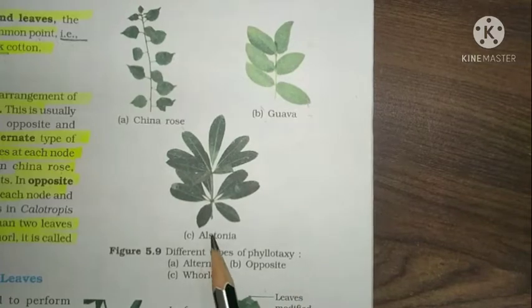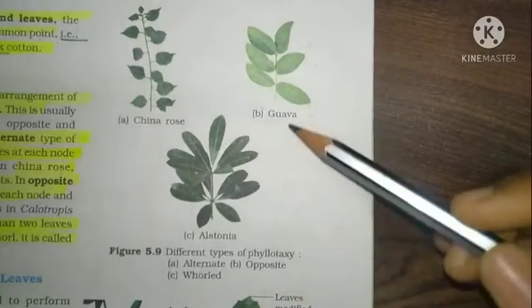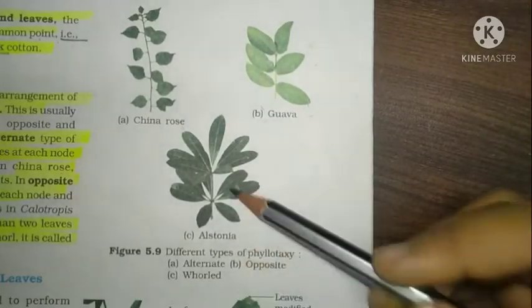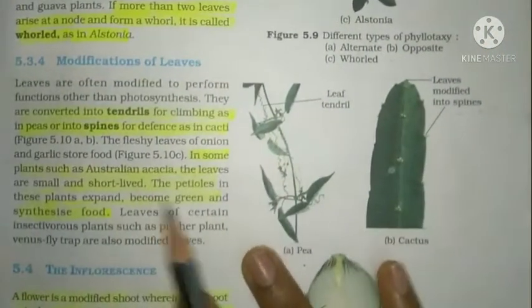A is alternate, A is China rose. This is called alternate. B is opposite, as in guava, and C is Alstonia, that is called whorled. Then modification of the leaves.